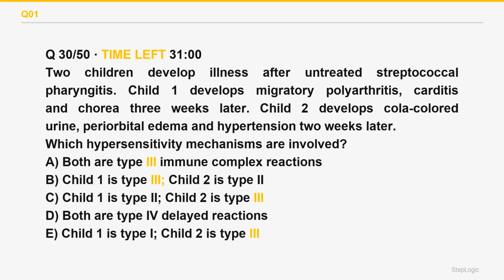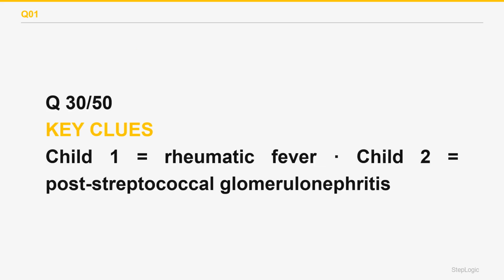Which hypersensitivity mechanisms are involved? 2 children develop illness after untreated streptococcal pharyngitis. Child 1 develops migratory polyarthritis, carditis, and chorea 3 weeks later. Child 2 develops cola-colored urine, periorbital edema, and hypertension 2 weeks later. Read the command. The hypersensitivity mechanism in each. The same organism causes both sequelae by 2 different immunologic routes, and the pairing is routinely inverted.